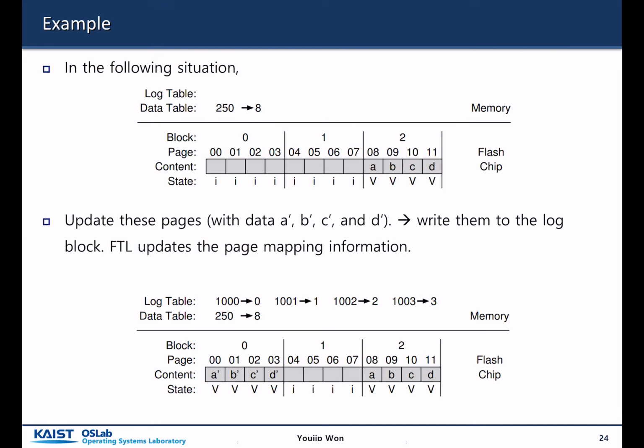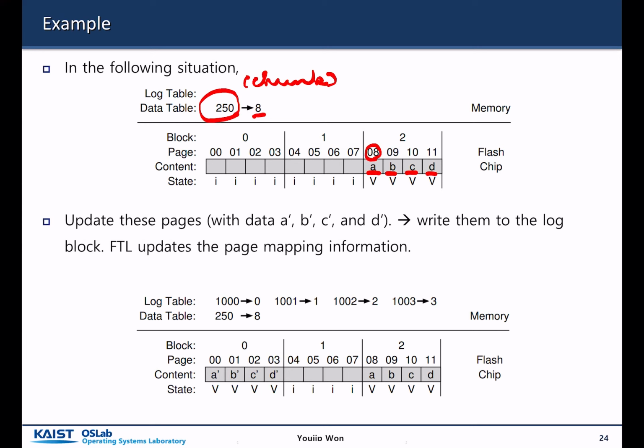This figure shows an example. In the following situation, the logical chunk, which is a set of flash pages, is mapped to the block that starts with page number 8. So there are A, B, C, and D. In hybrid mapping, there are two types of mappings: block mapping for the data table and page mapping for the log table.